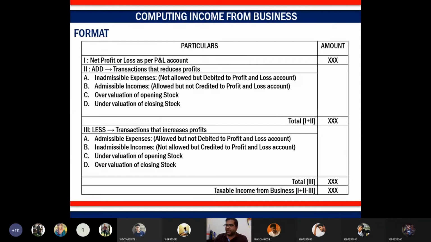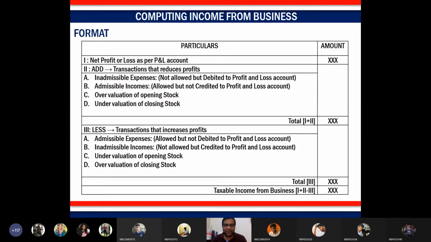Good morning. Let's continue our discussion on computing income from business. In the preceding classes, I had discussed a couple of concepts which primarily revolved around a question. Since the profit and loss account is already prepared by the sole proprietor, and the objective of preparing the profit and loss account is to come to a conclusion whether the organization has delivered profits or not, net profit is already there in the profit and loss account.